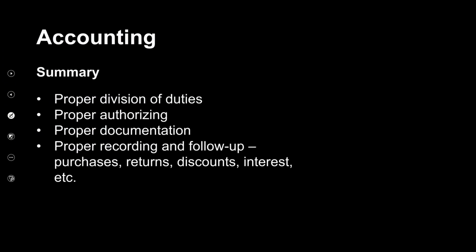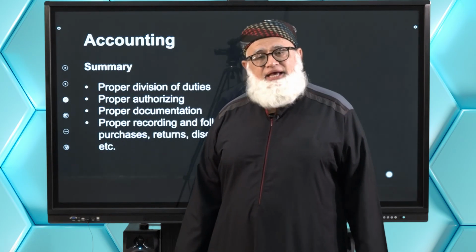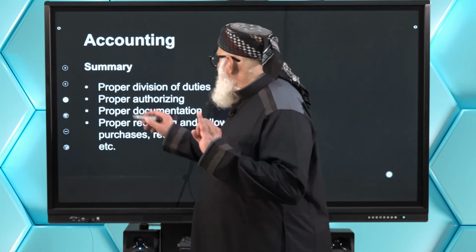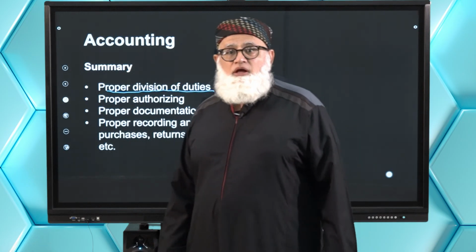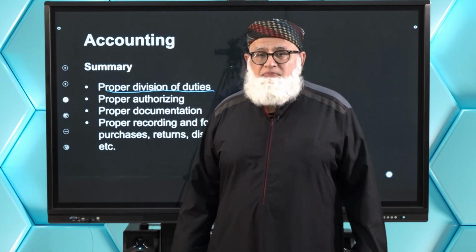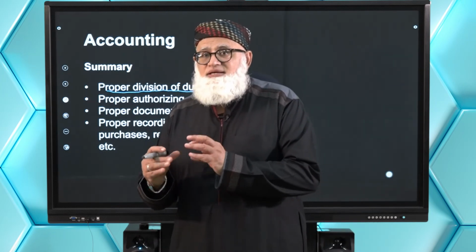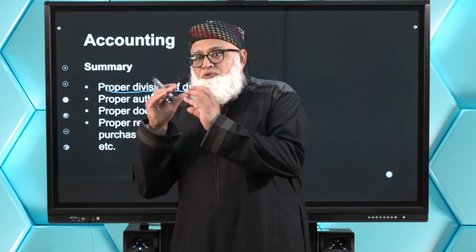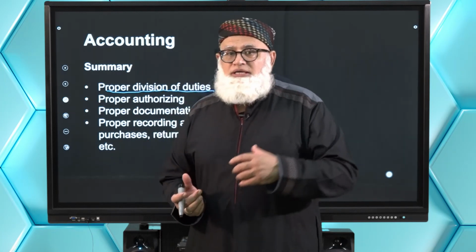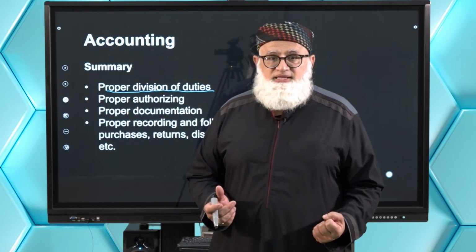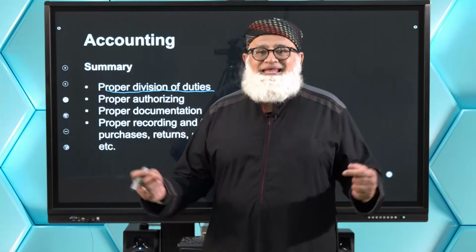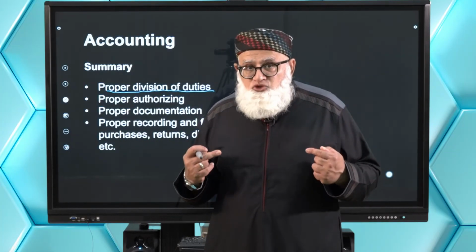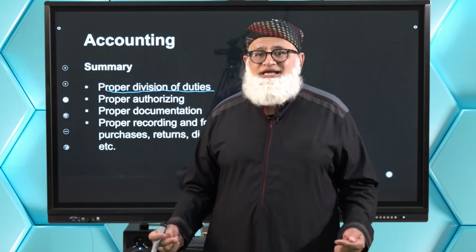Then, if we summarize and we come to conclude our lesson for today, we find one, there has to be proper division of duties. What do we mean by division of duties? We mean, with regards to creditors, somebody involved with the procurement, the ordering of the goods. The receiving must be done by somebody else. The checking must be done by somebody else. Again, in this way, we are protecting our asset, namely the trading stock.